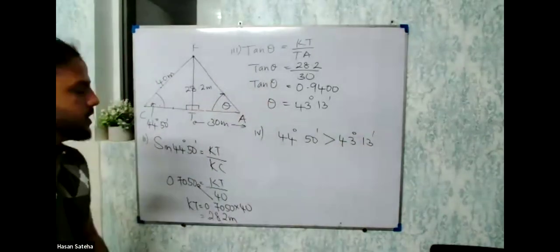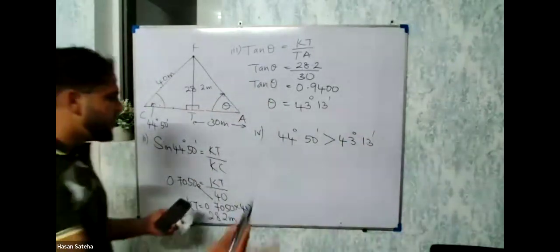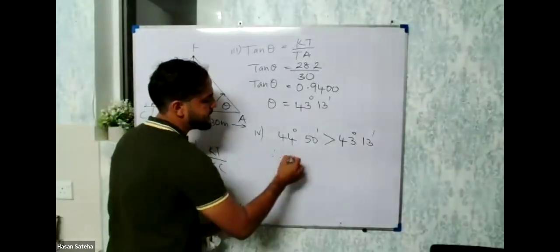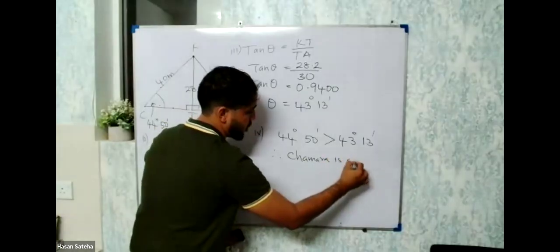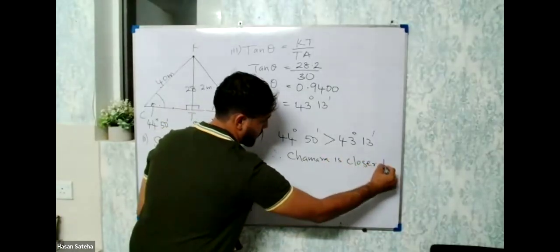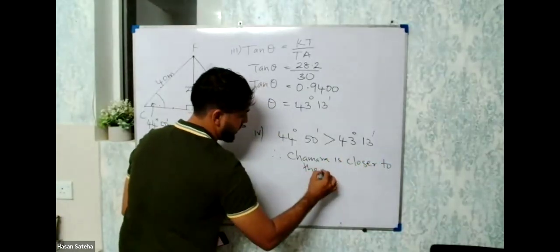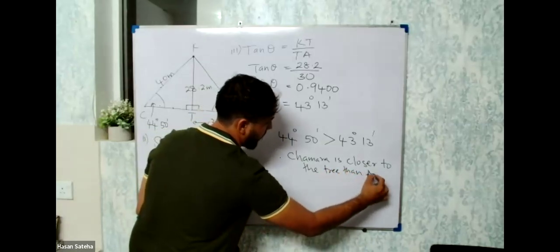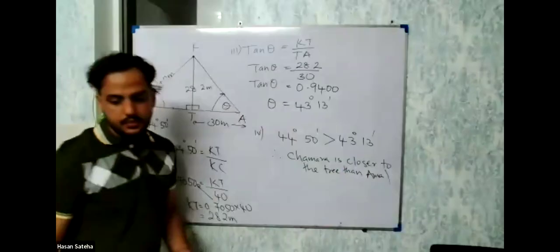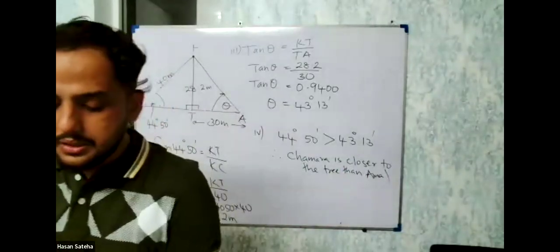That's the first statement you're going to make. Only two things. Therefore, you can say Chamara is closer to the tree than Amal. That answer will give you the full marks.